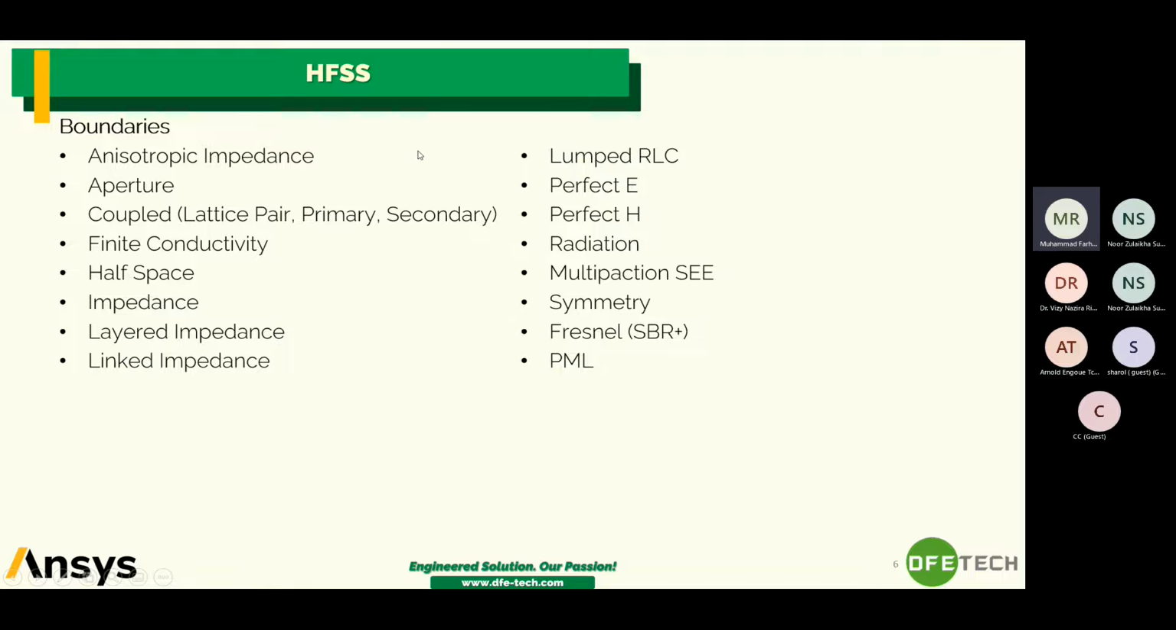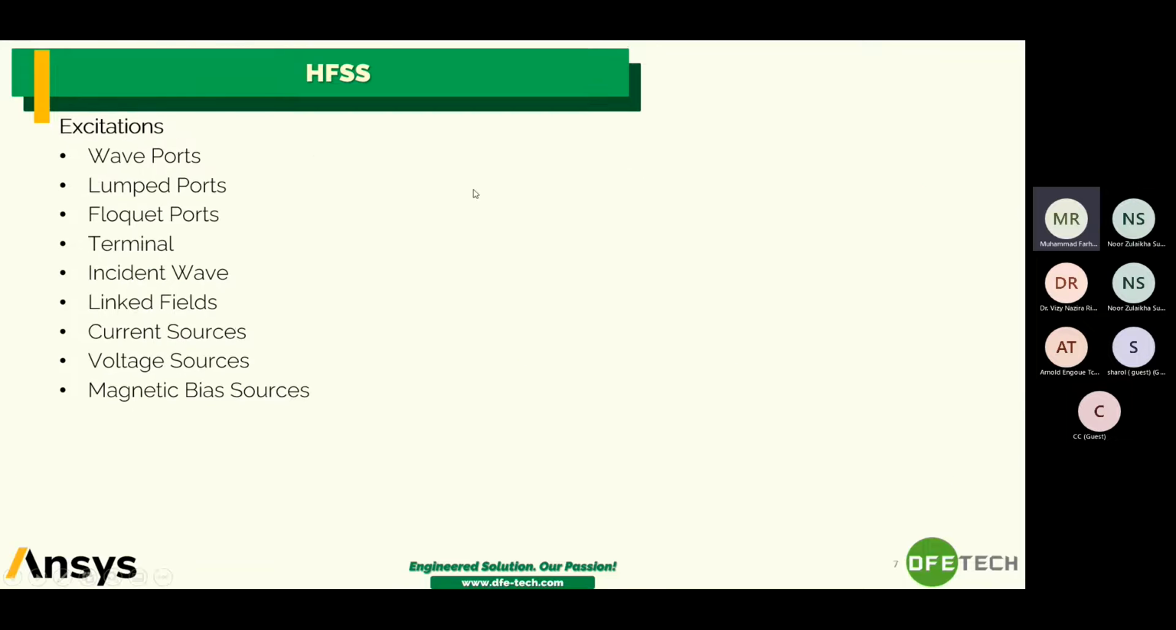Next, for the boundaries, we have all these boundaries here, and all these can be used in the HFSS model. I will show you how to assign the boundaries during the demonstration. Next, for the excitation, these are all the excitations included in HFSS: the wave ports, lump ports, current source, and voltage source. The most common and most used ones are the wave ports and lump ports. I'll be showing you how to assign the excitation in the demonstration.